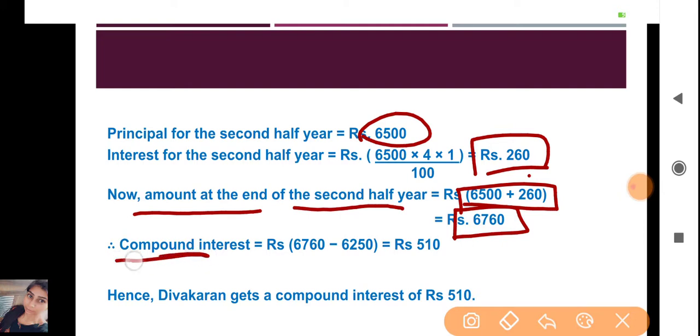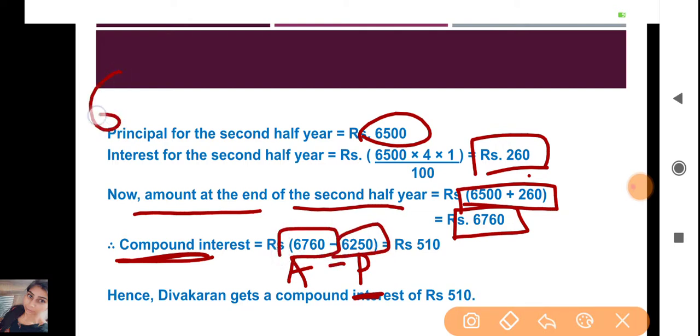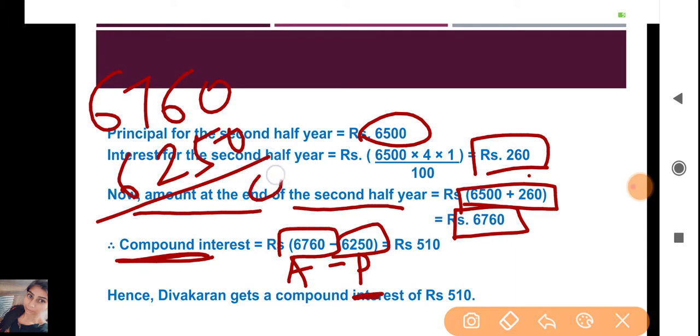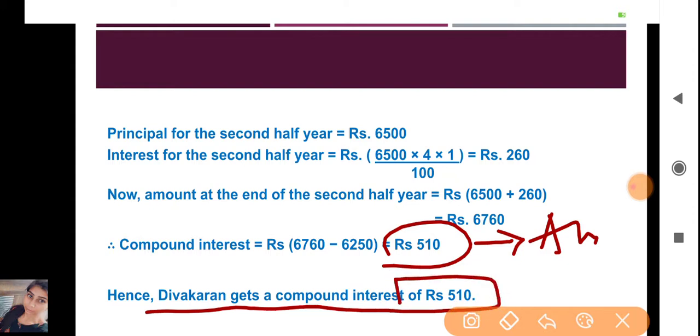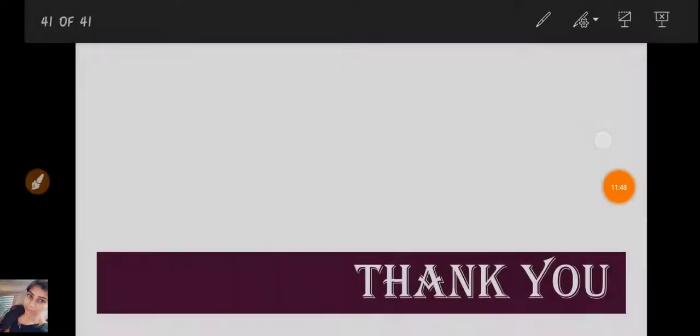We need to find out the compound interest. So the compound interest formula is amount minus principal. And once again, just remember that this principal is the principal that is given in the question, or the principal for the initial year. So A is 6760 minus 6250. When you subtract, I'm getting 510. So 510 is my answer. That means Divakaran gets a compound interest of 510 after 1 year. With this we are done with the first part of the video. So thank you.